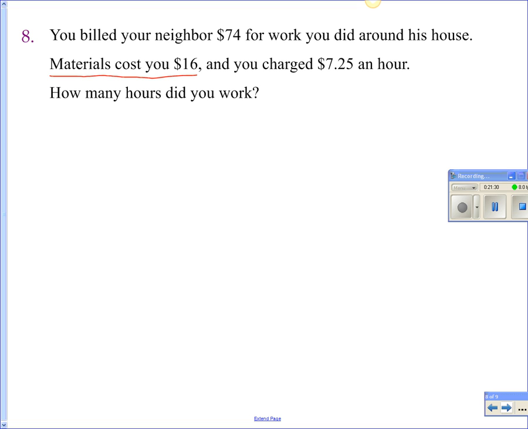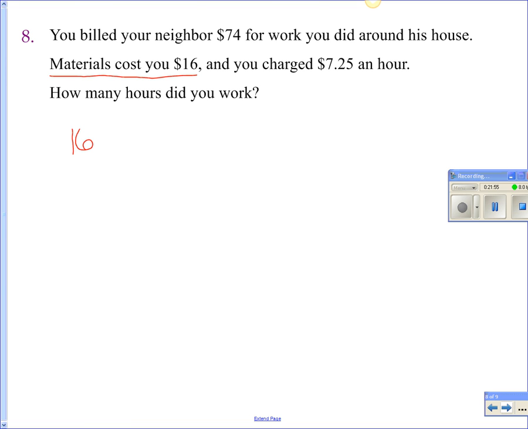$16. Okay, so we'll write that down. Materials cost you $16. So this is like somebody coming into your house, right? Let's say, to build a deck. What does the contractor charge you for? The materials. They charge you for the materials it takes to build a deck. They're not going to pay for them. You're going to pay for them.